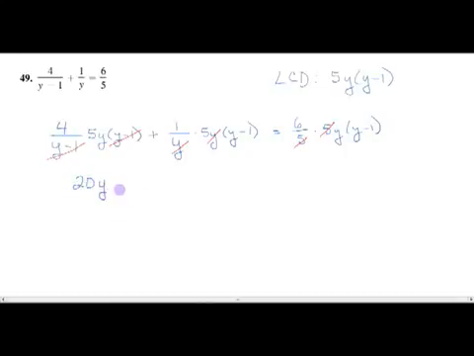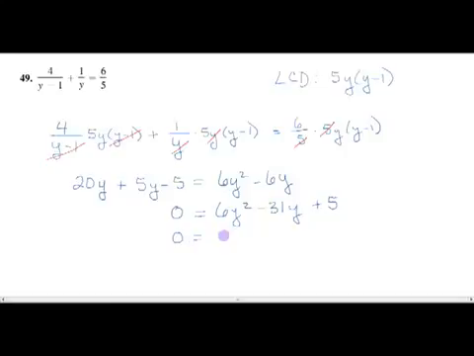We'll have a 20y plus 5 times y minus 1 is 5y minus 5 equals 6 times y minus 1 is 6y squared minus 6y. Again, we see we have a quadratic equation. We'll need to get everything on one side equal to 0. So I have 6y squared and negative 6y. When I subtract 5y, I'll have a negative 11y. And then when I subtract 20y, I'll have a negative 31y plus 5. Set it all equal to 0.